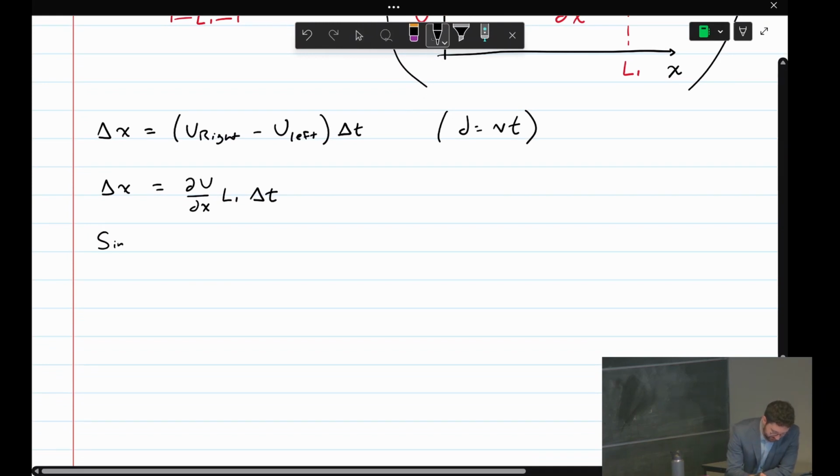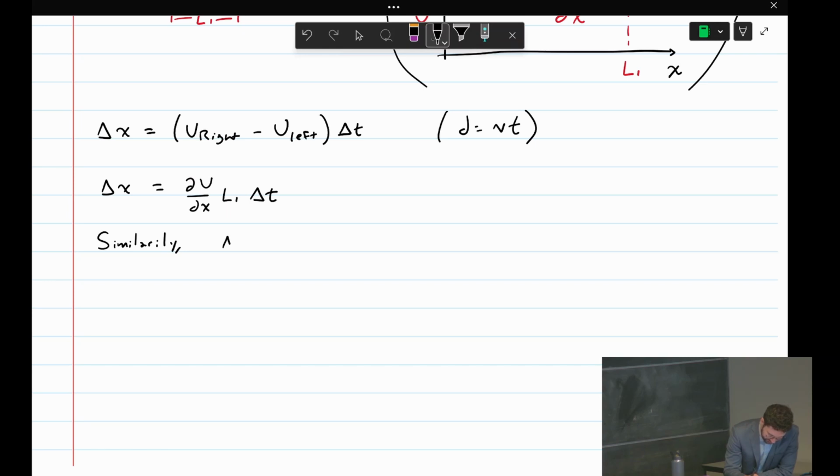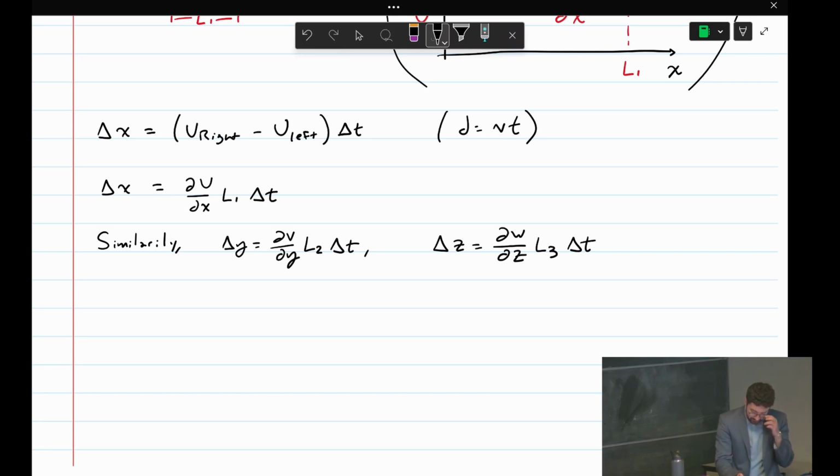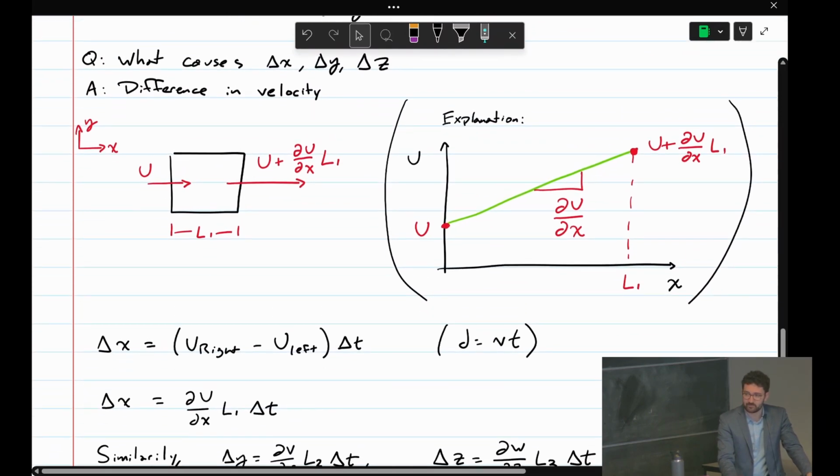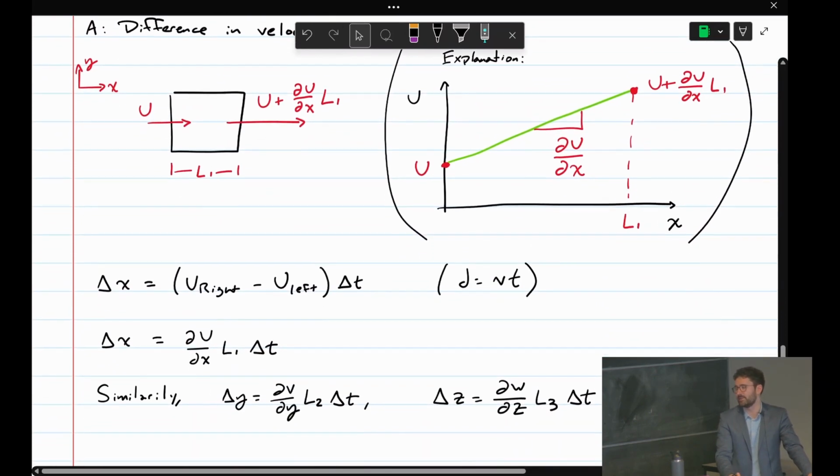You can do the same thing in the y and z direction. So we get delta y is partial v, partial y, L2 delta t, and delta z, partial w, partial z, L3 delta t. Okay, sorry, I'll let you guys finish writing that.